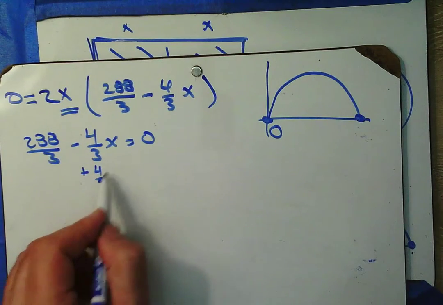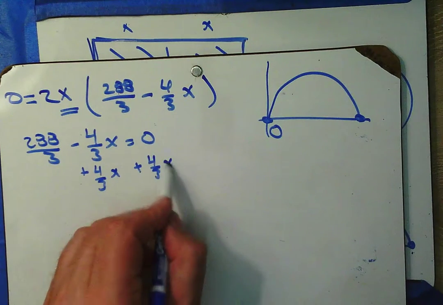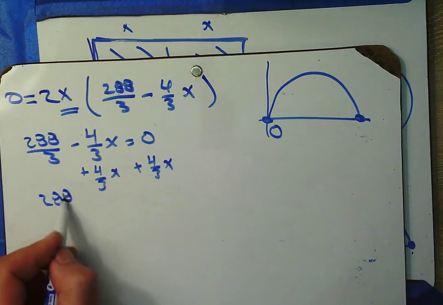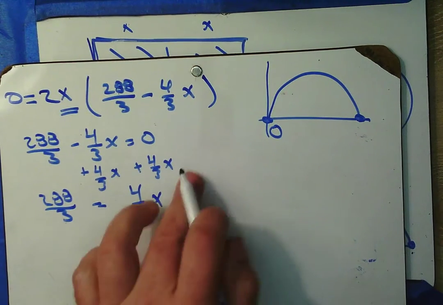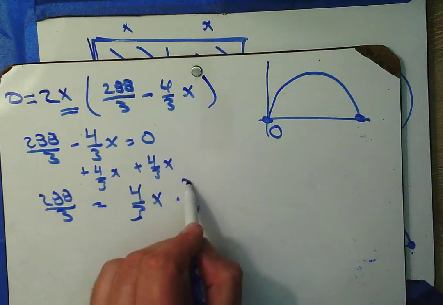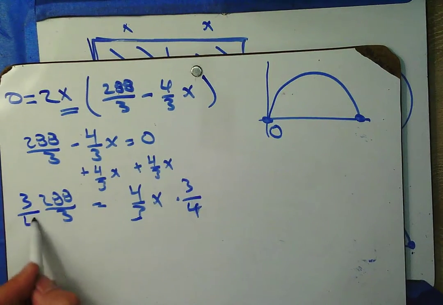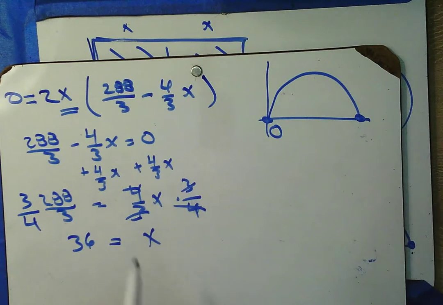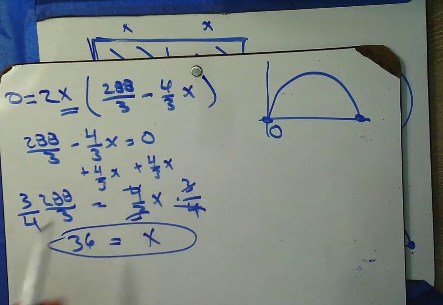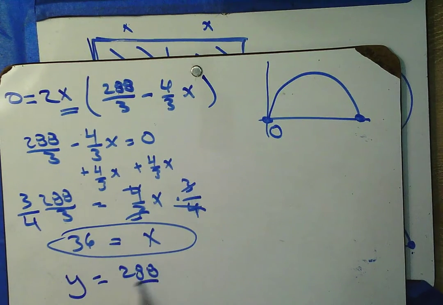So 288 over 3 minus 4/3 x equals 0. I'll add 4/3 x to both sides, and I'll get 288 over 3 equals 4/3 x, and I'll multiply both sides by the reciprocal of 4/3, 3 over 4. And so I get x equals 36. And once I know what x equals, I still have to go back to that helping equation. Remember, y equals 288 over 3 minus 4/3 x, and I'm going to have to plug that x back in there. Y should still be 48 feet.